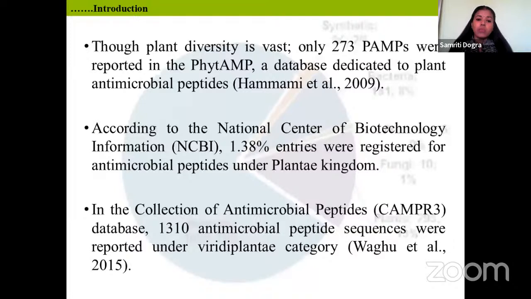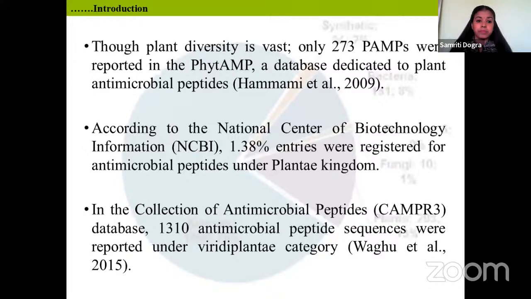Though the plant diversity is vast, still only 273 PAMPs were reported in the Fight AMP database, which is specifically dedicated to plant antimicrobial peptides. According to the NCBI, only 1.38% of entries were registered for antimicrobial peptides under the Plant Kingdom. Another database, CAMPR3, reported 1,310 antimicrobial peptide sequences under the Viridiplantae category.